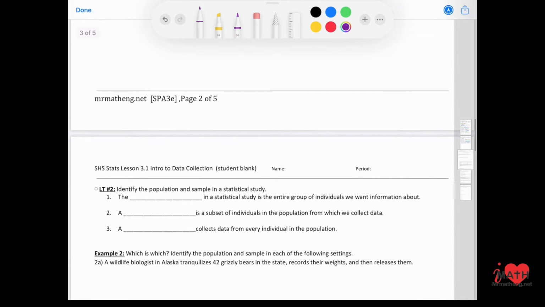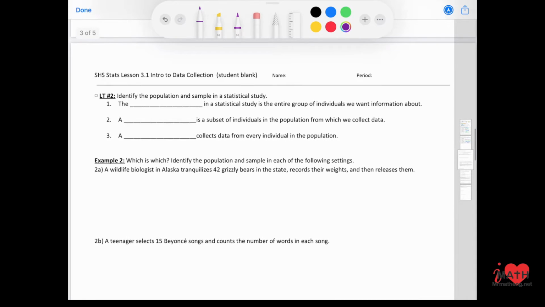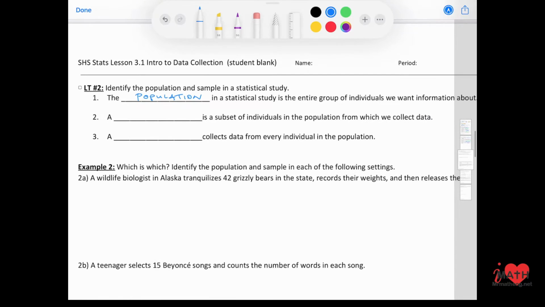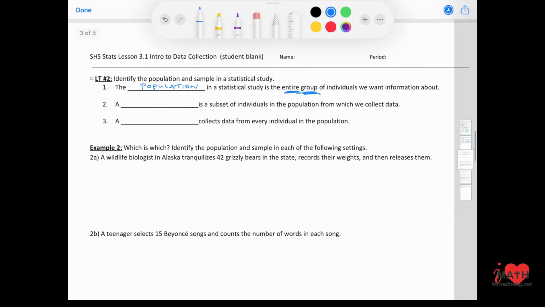Okay, let's move on now to learning target number 2. Identify the population and sample in a statistical study. The population in a statistical study is the entire group we want information about, from which we collect. This is called a sample.